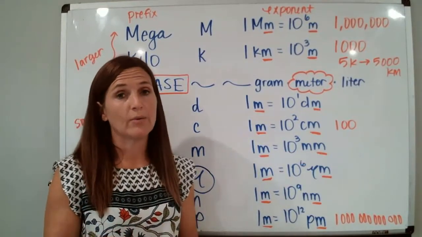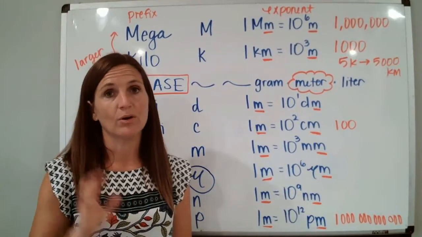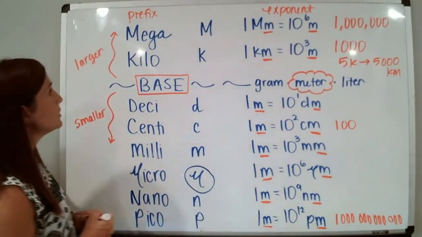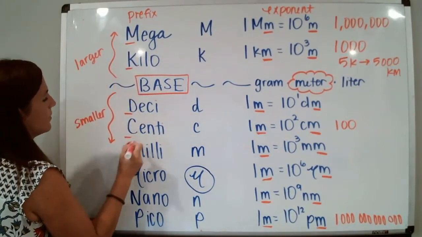So what we're going to do now is I'm going to erase this whole thing and we're going to practice writing it down ourselves. But I want to look at 2 patterns before we do that. The first one is these prefixes. We got to learn these in order, okay?